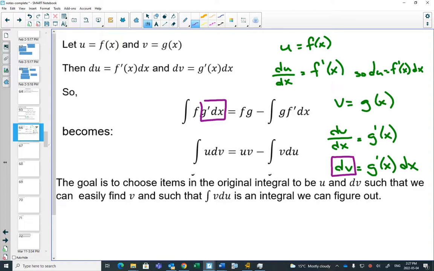Where we have f prime of x dx, we can now replace that with du. And the other ones are just direct substitutions.